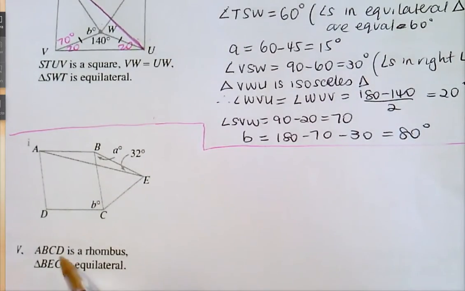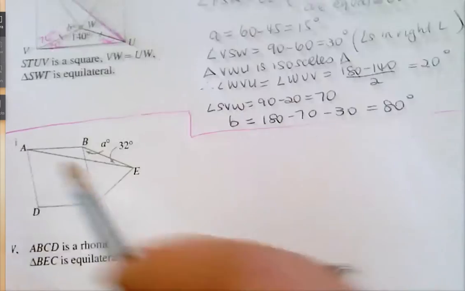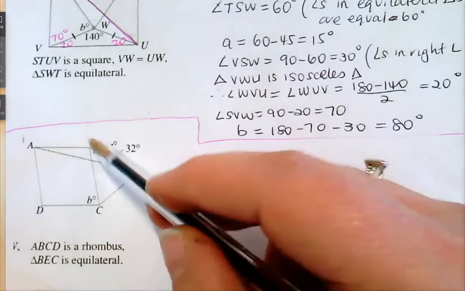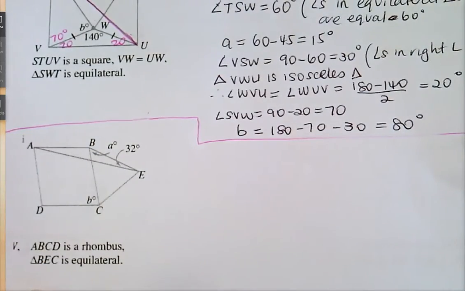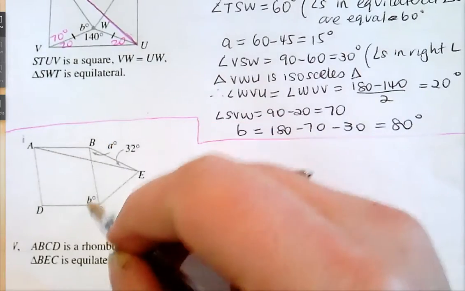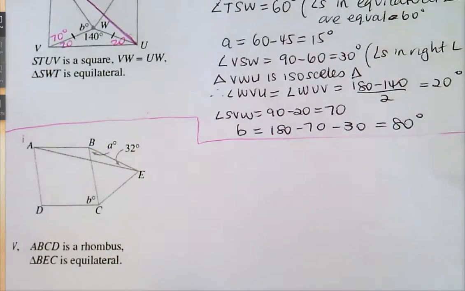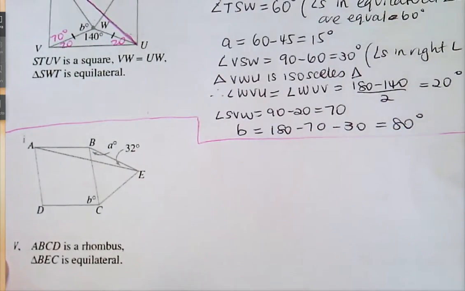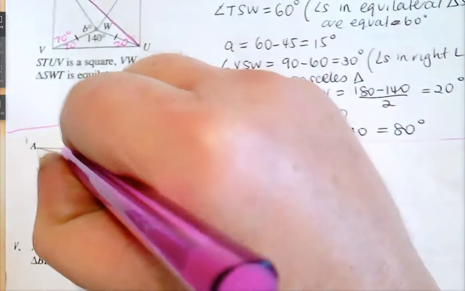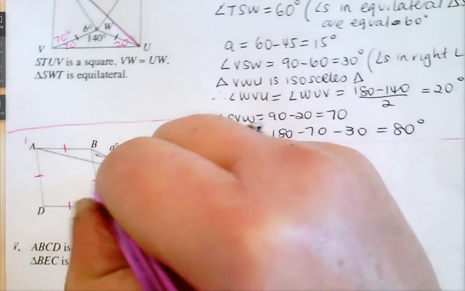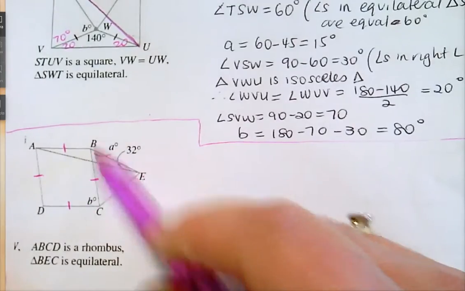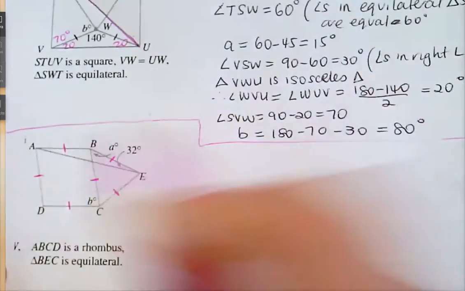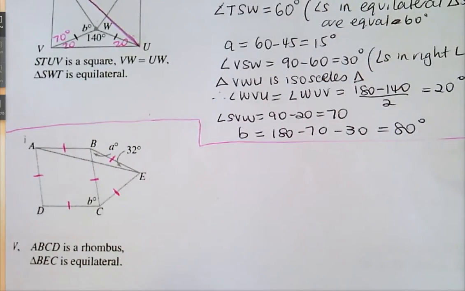Let's look at the next question, I. It says that ABCD is a rhombus, and BEC is equilateral, and you have to work out little a and this B here. Okay, right. Well, let's just put some markings on it. I think that will help us. Now, if ABCD is a rhombus, it means that the four sides are equal. And if BCE is an equilateral triangle, then this side equals that one, which equals that one. So in other words, all those lengths are equal, okay?